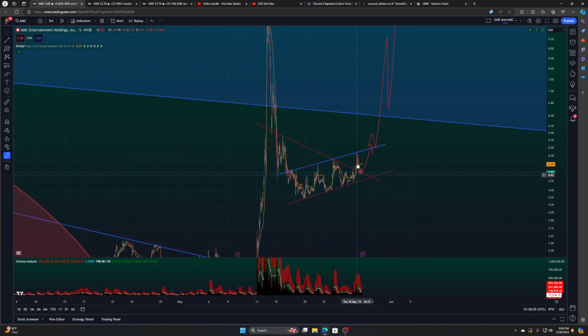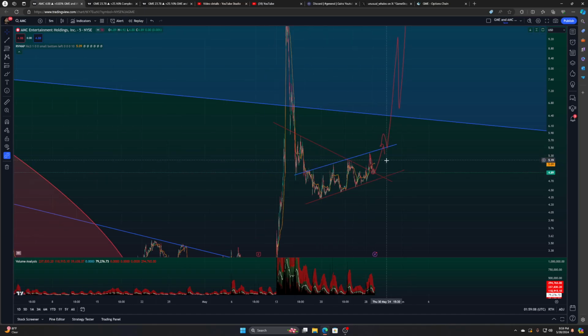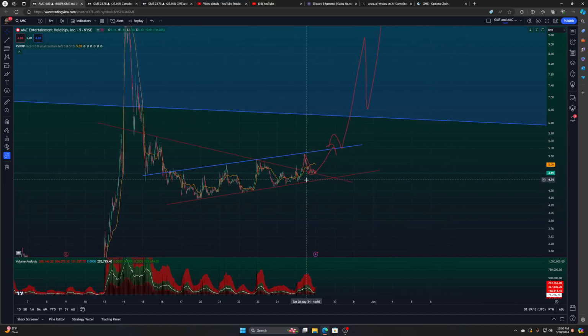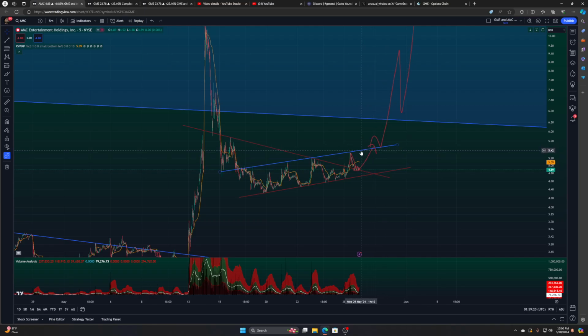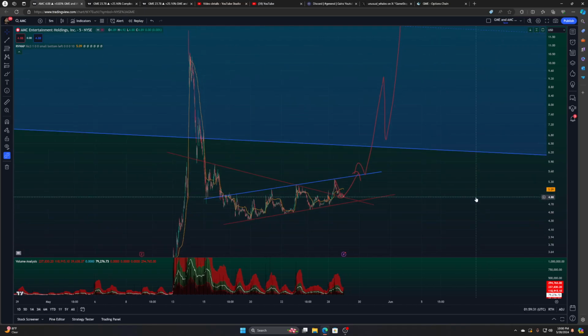We broke out of this pennant and then got rejected in this kind of bear flag channel. Now, objectively, this is a bear flag, to be honest with you. But if we hold this level and we bounce up to retest, preferably we need to break the top of this bear flag, use it as support, and then bounce and retest the $6 to $7 zone.